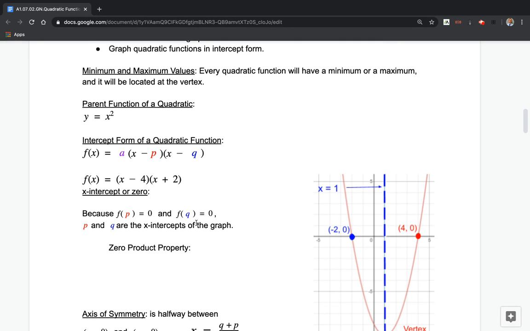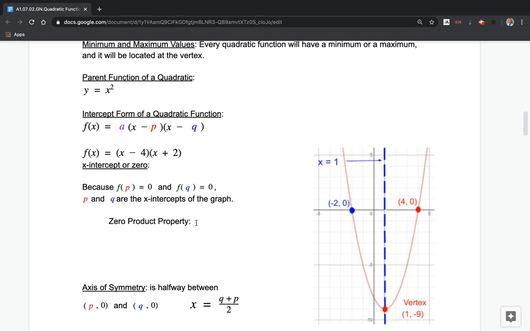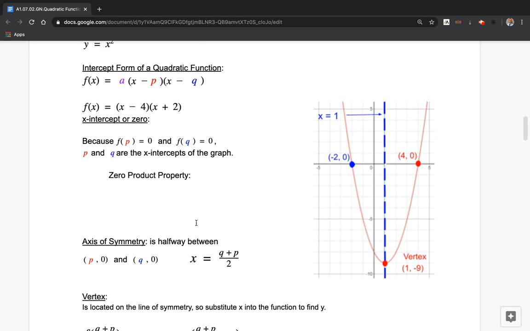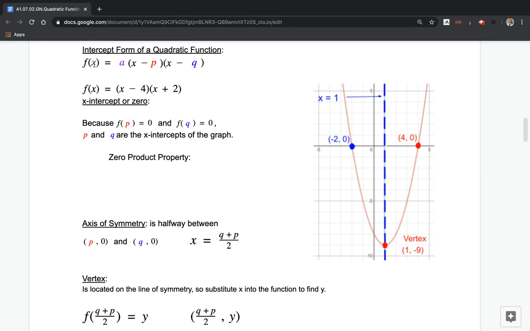In the intercept form of a quadratic function, we have f of x equals a times the quantity x minus p times the quantity x minus q. So in this case, we have this function that we have drawn over here. f of x equals the quantity x minus 4 times the quantity x plus 2.